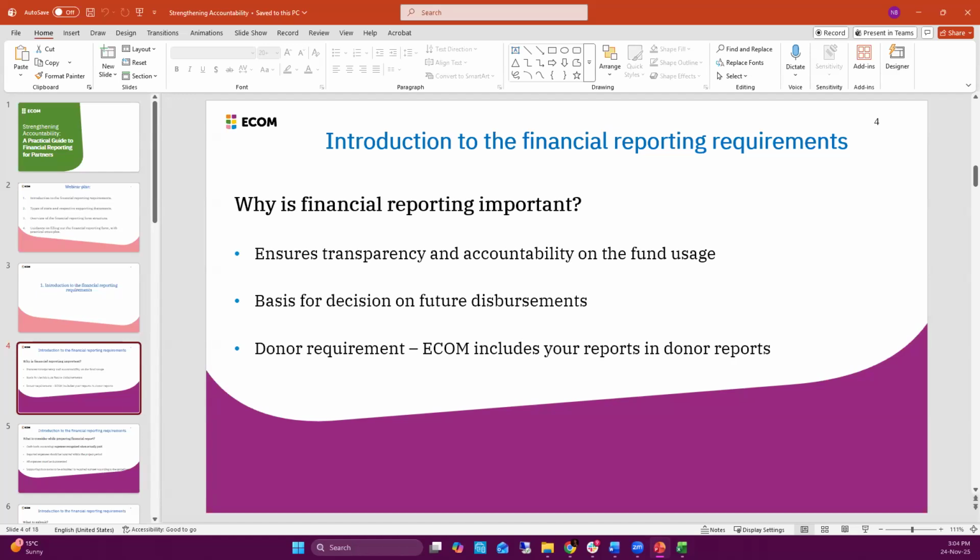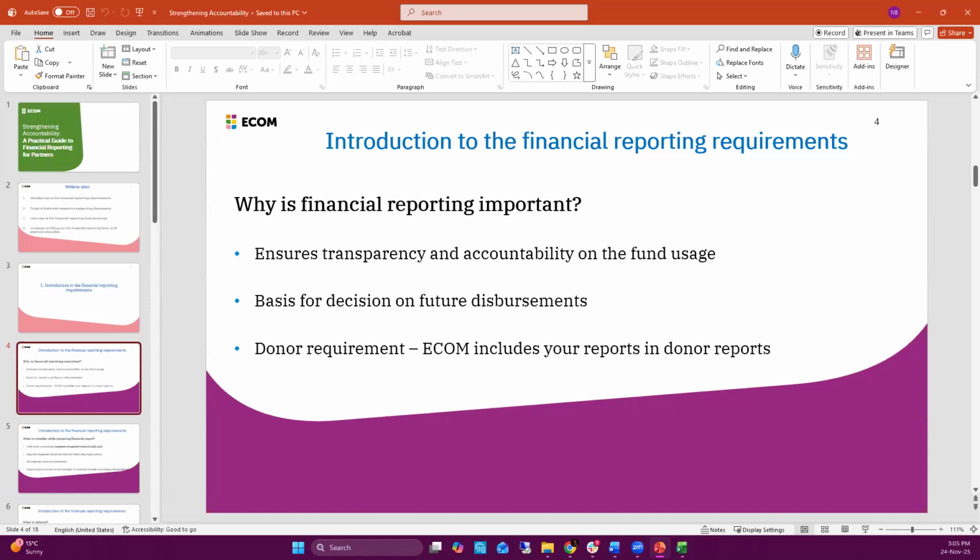So why is financial reporting important? First of all, it ensures transparency and accountability on fund usage. When you submit accurate and complete reports, it shows clearly how ECOM's funds were spent, and it confirms that expenditures follow the approved work plan and budget outlined in your subgrant agreement. Second, your financial reports directly influence the tranche disbursements. ECOM can only transfer the next tranche after your report is checked and approved. According to the manual, at least 80% of the previous tranche must be spent before the new disbursement is released.